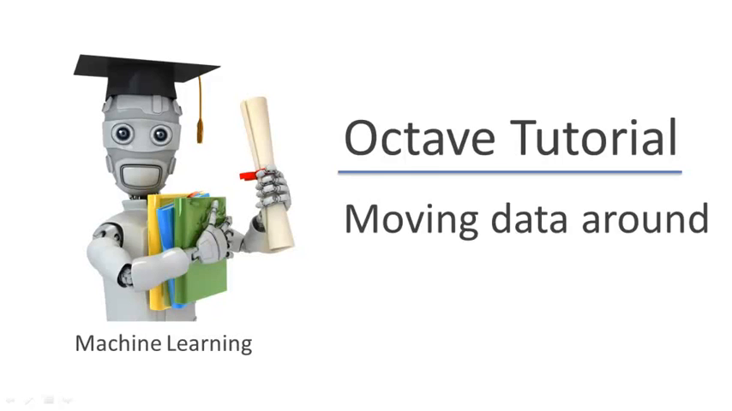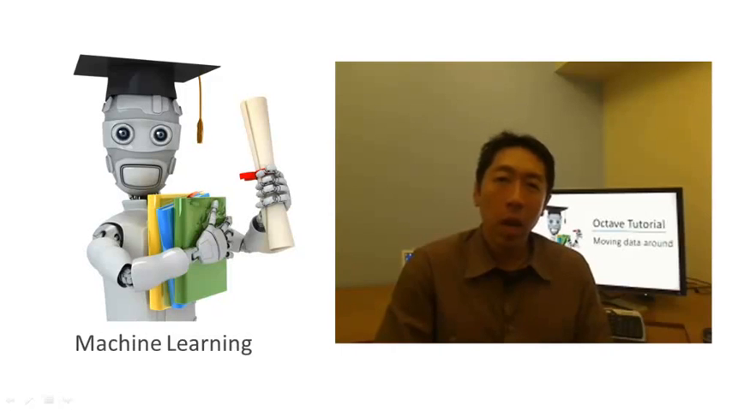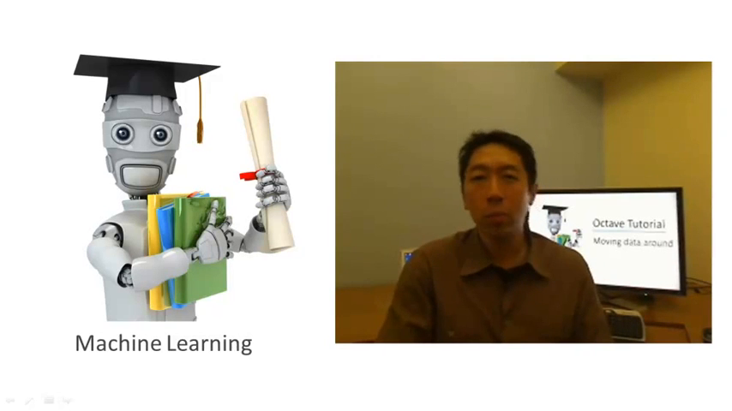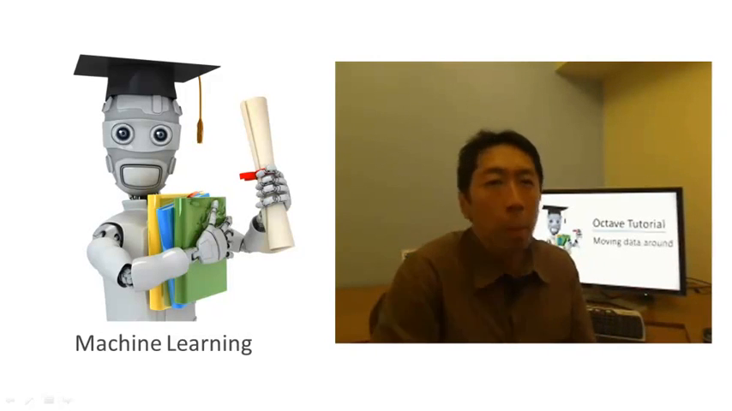In this second tutorial video on Octave, I'd like to start to tell you how to move data around in Octave. So if you have data for a machine learning problem, how do you load that data into Octave? How do you put it into a matrix? How do you manipulate these matrices? How do you save the results? How do you move data around and operate with data?